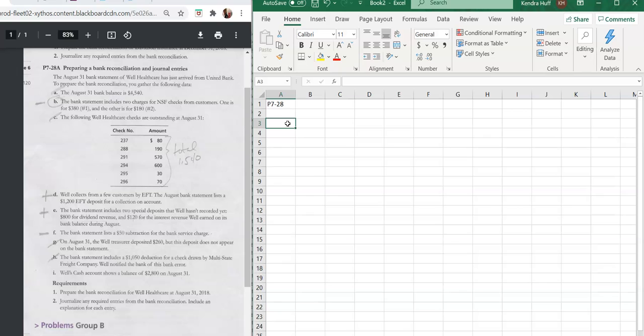All right, the August 31st bank statement of Well Healthcare has just arrived from United Bank. To prepare the bank reconciliation, you gather the following data. The August 31st bank balance is $4,540. So let's go ahead and write that out. Balance per bank, 4540.